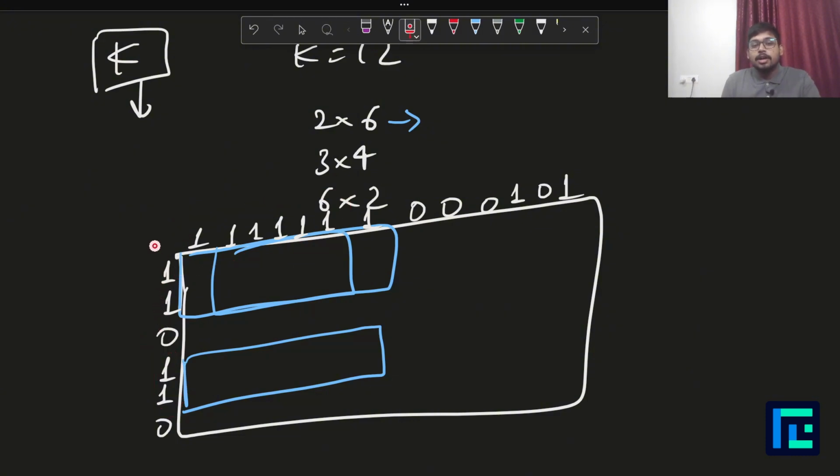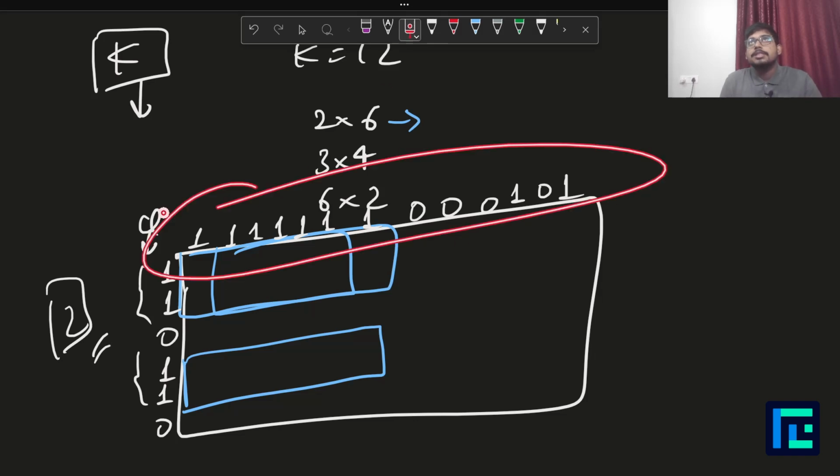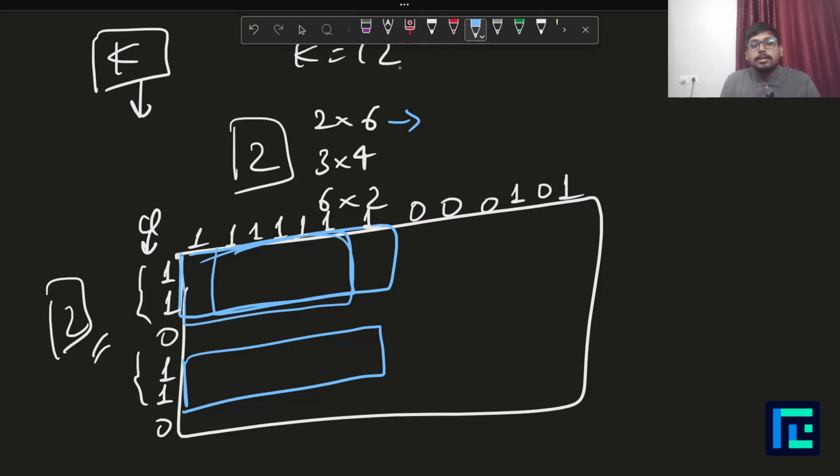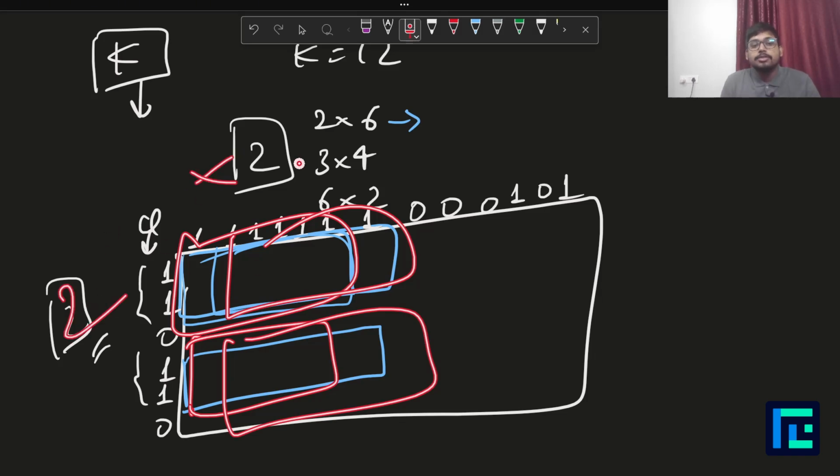So here, if we count in array A the number of instances where we have two consecutive ones, there are two instances. If we count in array B the number of instances where we have six consecutive ones, that would also be two instances. So the total number of subrectangles that we would have would be 1, 2, 3, 4, which is actually 2 into 2.